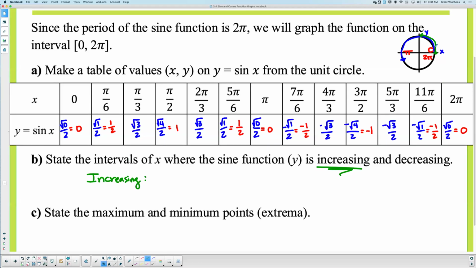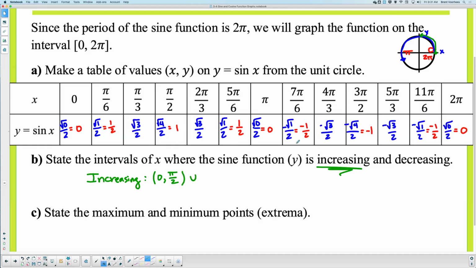We start at 0. With intervals, you always just use parentheses. If it was domain, you could use brackets. But if they say intervals, it's like domain, but you never use brackets, you just use parentheses. We increase from 0 to this spot there. What is that spot? Pi over 2. So we increase from 0 to pi over 2.